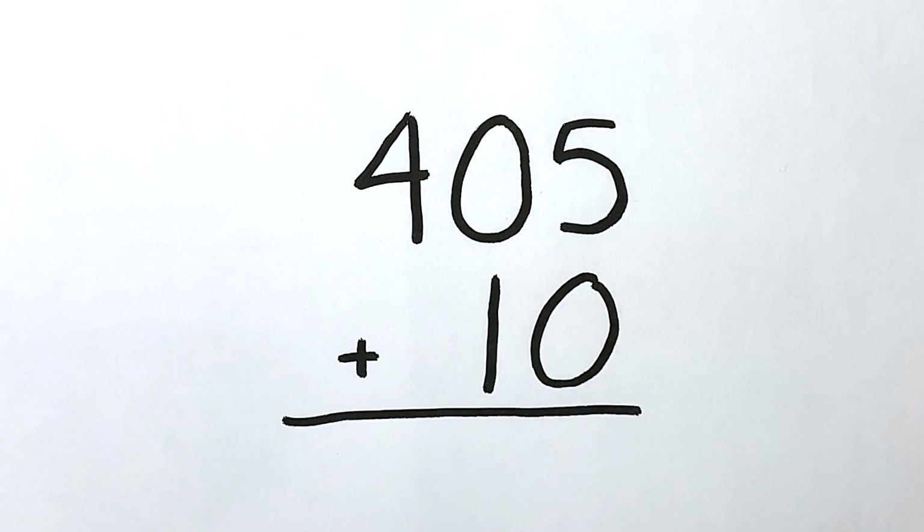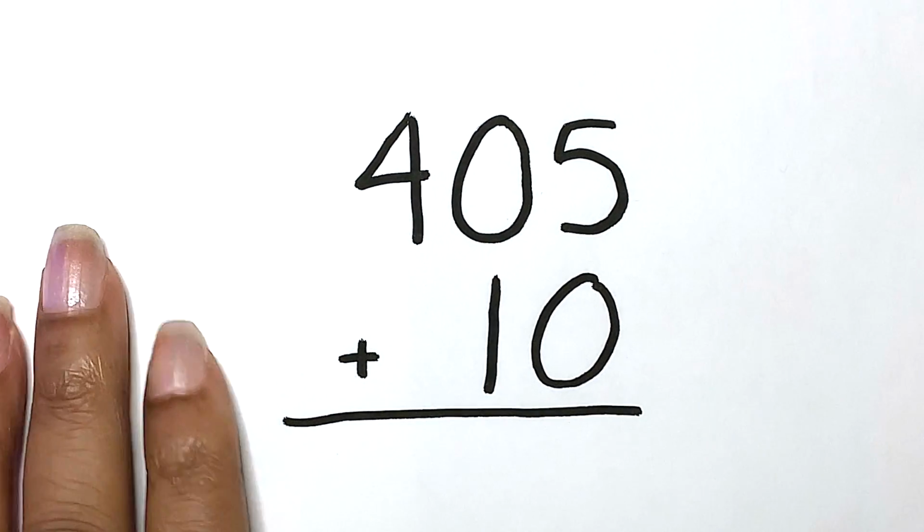Alright, let's try this problem here. So we're going to add 405 plus 10, okay? And we're adding a 3-digit number plus a 2-digit number, okay? So, once again, since we're adding an odd number plus an even number, our answer is more likely going to be an odd number, okay?